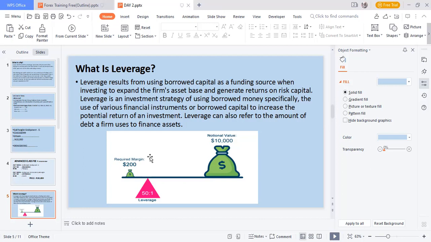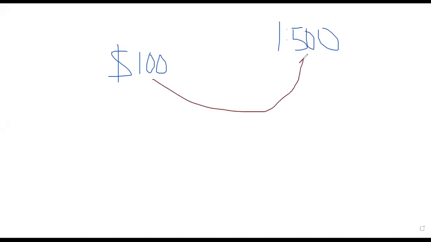Let's say, for instance, Mr. Ekundayo has $100. I will now tell Mr. Ekundayo that the right lot size you should use is 1 to 500. Are you with me? Mr. Ekundayo, the right lot size you use is 1 to 500. Do your mathematics very well. $100 times 500, that will give you what? $50,000. Are you with me? That gives you $50,000.